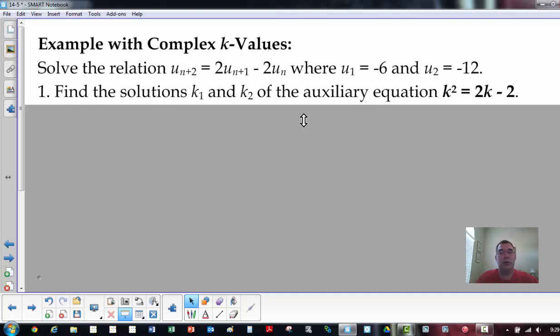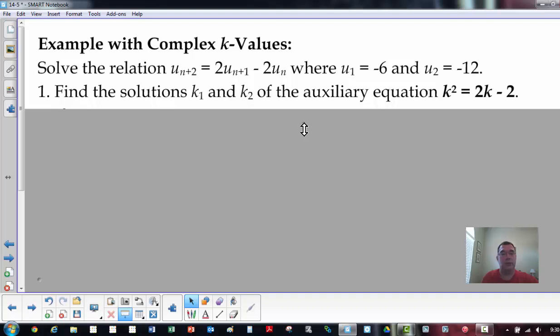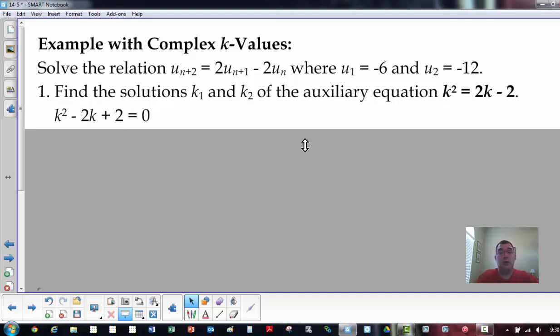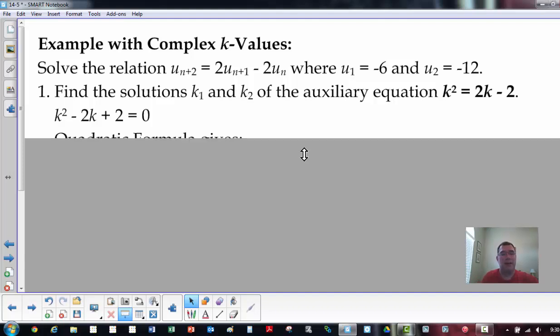Okay, so using those constants that are in the original relation, I need to find the solutions k1 and k2 to the auxiliary equation k squared equals 2k minus 2. And hopefully you can see where I got that 2 and that negative 2 from. That came from the original relation. So again, it's a quadratic, so I move everything to one side, and hopefully I can factor it. k squared minus 2k plus 2 equals 0. I can't really factor that.